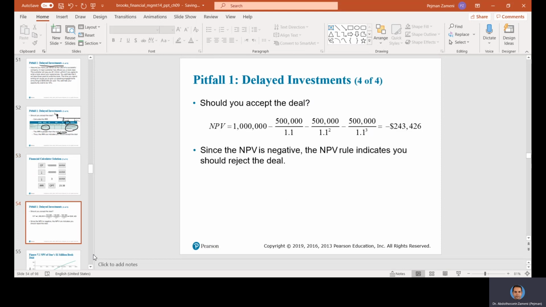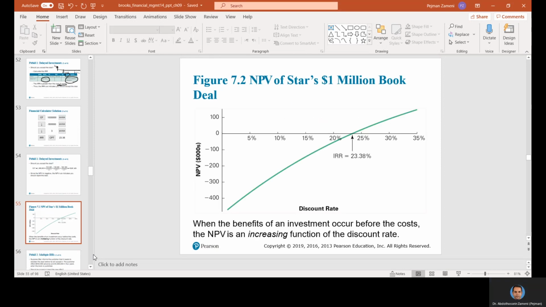Let's see here. Here talks about the net present value. Based on the net present value, this is negative, and it says that we're supposed to reject the deal. IRR is saying accept, and net present value here is saying reject the project. When the benefits of an investment occur before the costs, the NPV is an increasing function of the discount rate. Means here, increasing.